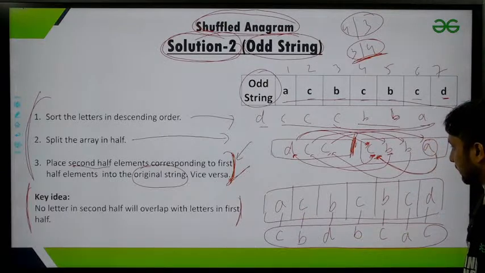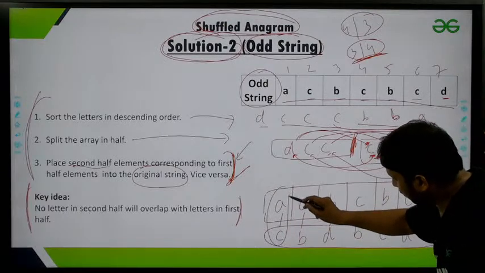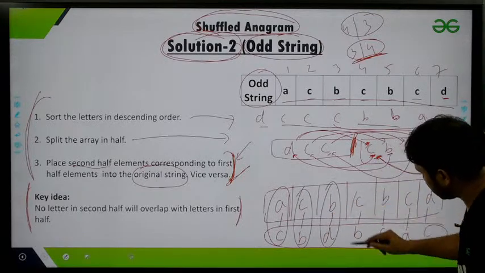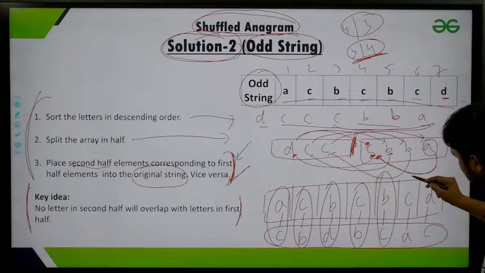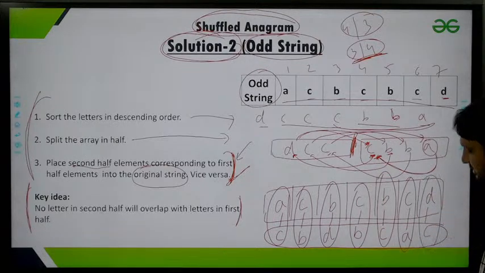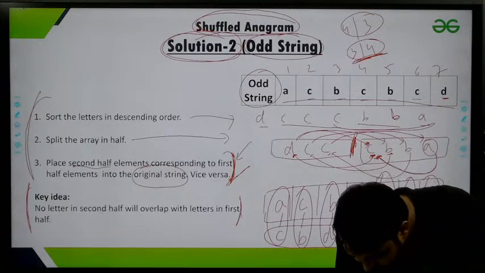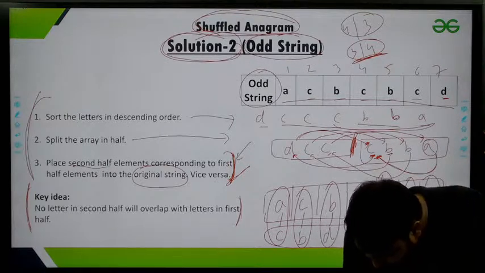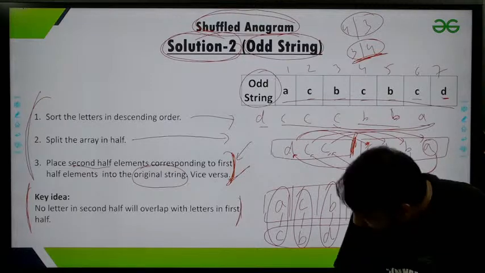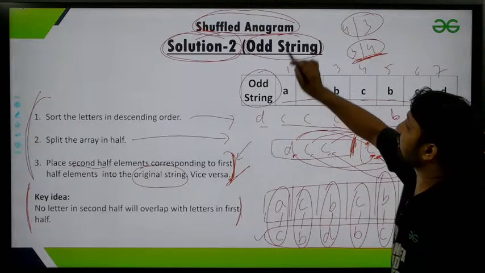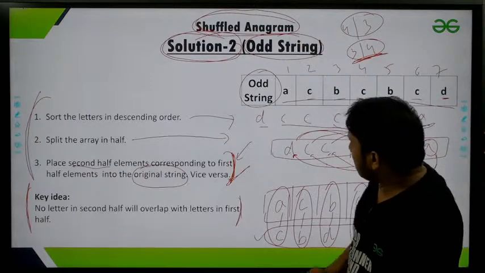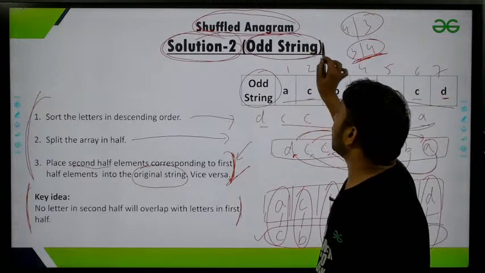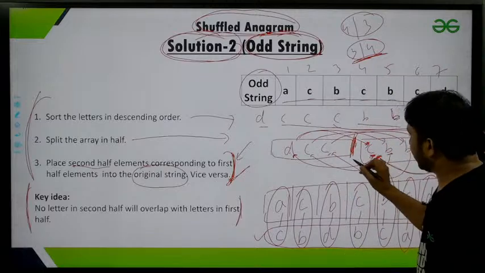shuffled anagram, and let me check whether this is working fine or not. They should not match. B and C are not matching, B and D are not matching, C and B are not matching, B and C are not matching, C and A are not matching, D and C are not matching. Okay, they are not matching. So this is the right shuffled anagram. So our algorithm is also working fine on the odd string by making little exceptions.